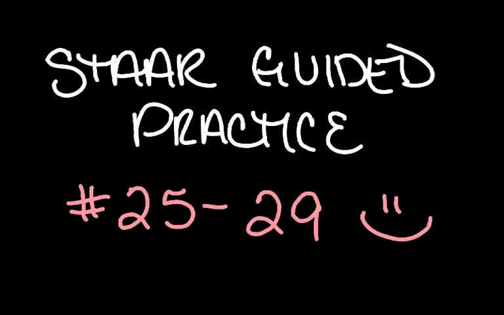This is STAAR Guided Practice numbers 25 through 29. Number 25 says the chart below shows the weights of the 5 offensive linemen on the Tigers football team. Which of the following best describes the mean absolute deviation of this data?